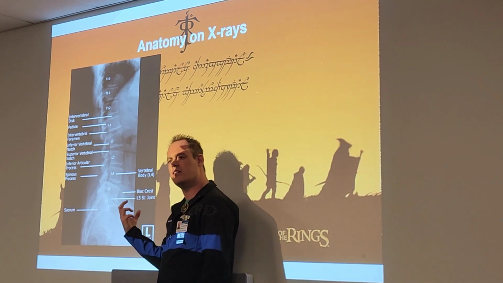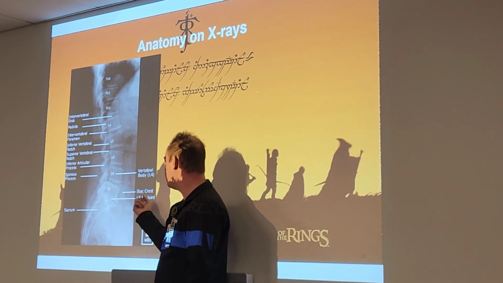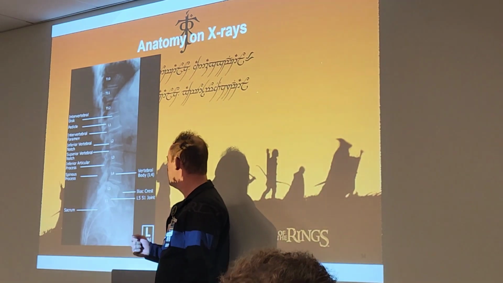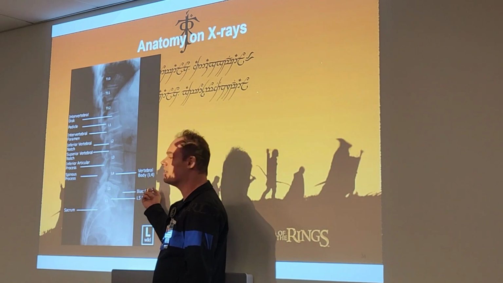It's one of our gold star anatomy joint spaces, that L5 S1 joint space. Big one right there, guys. Make sure you know what that is. We can also sometimes make out the iliac crest.